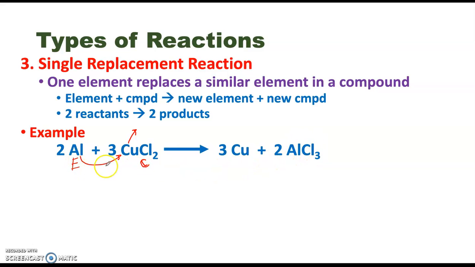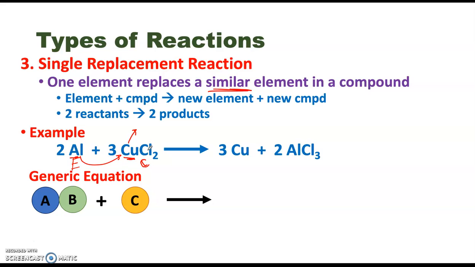I always recommend drawing these arrows to help you visualize it when you're identifying them, just to make sure you're doing it right. It says one element replaces a similar element. Because this is a metal, it will replace the metal in this compound. There is a scenario where we'll have a halogen here, and the halogen will replace the halogen in the compound. We'll talk about that more later. But just make sure you identify what type of element. Is it a metal or a non-metal? If it's a metal, it's going to replace the metal. If it's a non-metal, it will replace the non-metal in the compound.